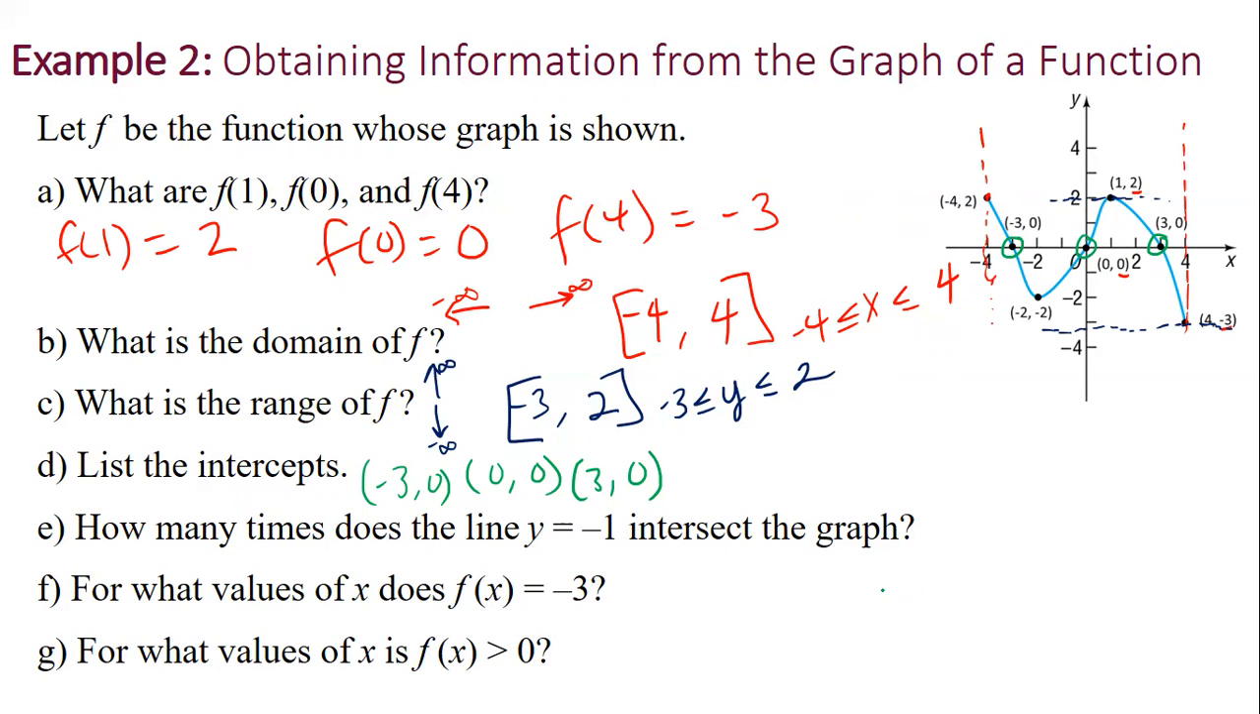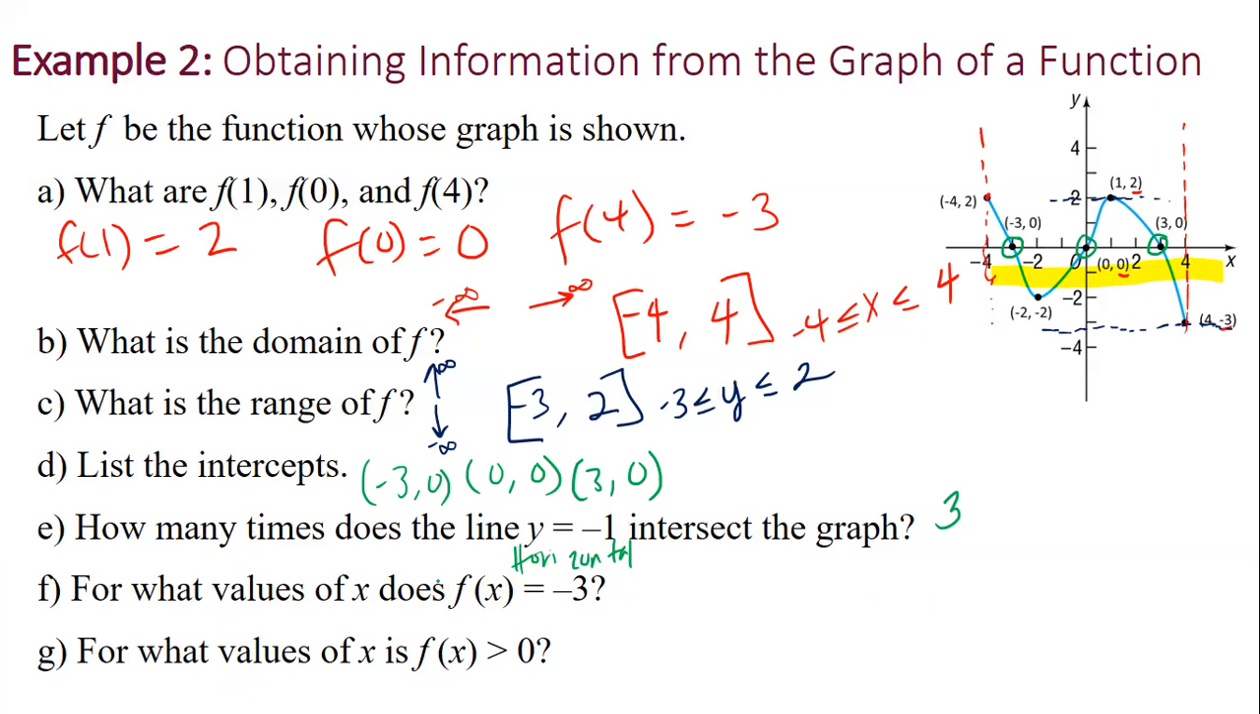Next, it says, how many times does the line y equals -1 intersect the graph? When it's asking about intersecting the graph, y equals -1 is a horizontal line. So if you have a horizontal line going through -1, it's wanting to know where it intersects the graph. How many times would I intersect the graph? 3. So the answer is simply 3. It would intersect 3 times.